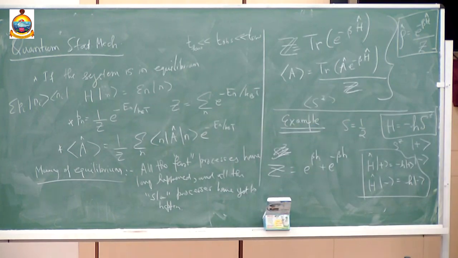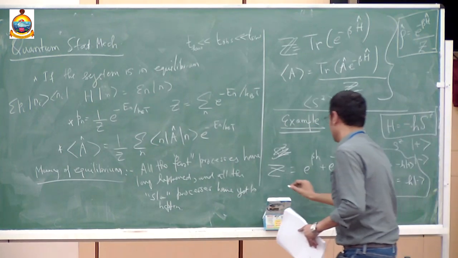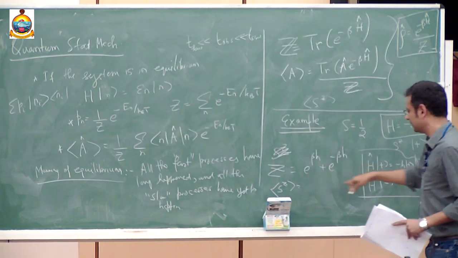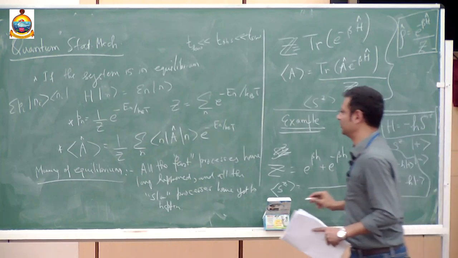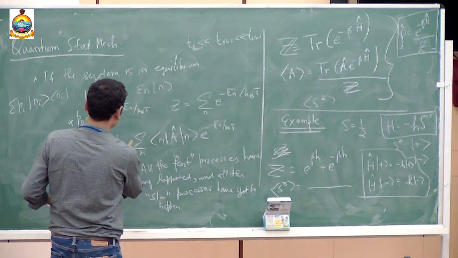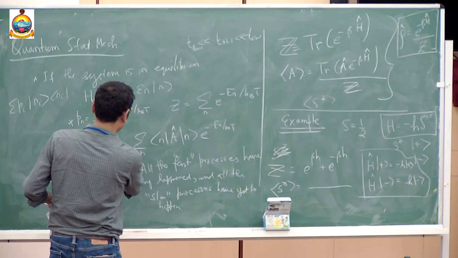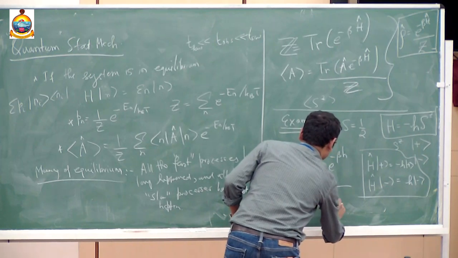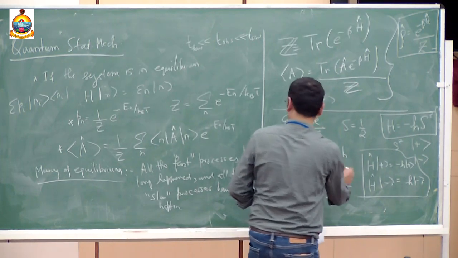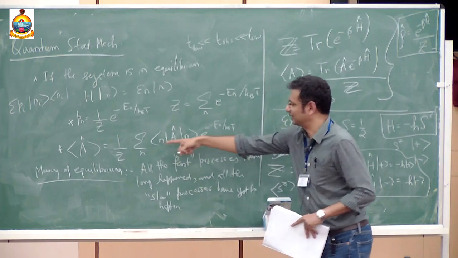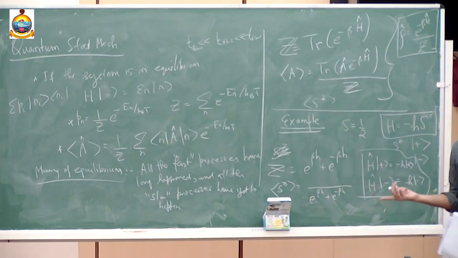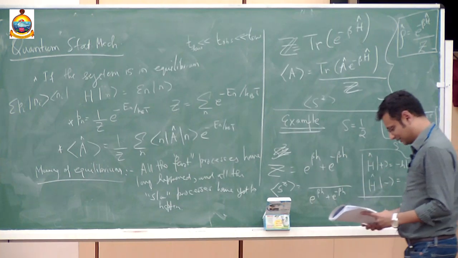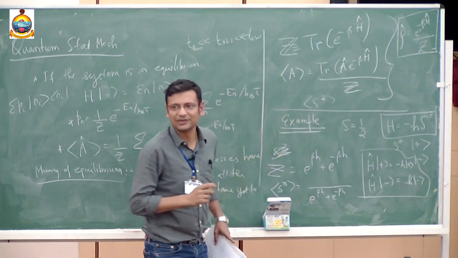Now suppose somebody tells you to calculate some expectation value. Let's say you want to calculate the expectation value of S_z. Can somebody tell me what should be on the numerator? The denominator is of course Z again, by this rule. You just need to use this. There are two terms in the numerator, obviously. So what do you think the numerator is?